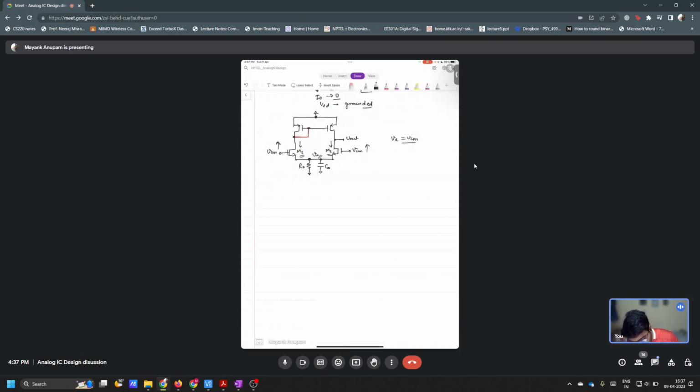You use VCM here and put this to ground. The other time, put VCM here and put this to ground, and find out individually what the response is, what Vout is due to each of them. Then you find Vout due to both of them, basically the combined effect, by simply adding the two outputs. That you can do.